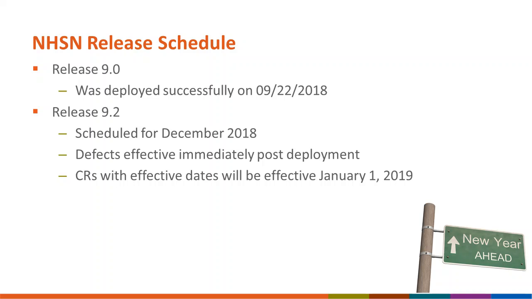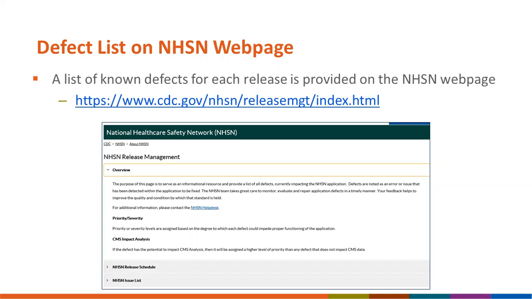The NHSN release schedule: release 9.0 was deployed successfully on September 22nd, and 9.2 is scheduled for December of this year. Defects effective immediately post-deployment will be addressed, and CRs with effective dates will be effective January 1st, 2019. And we have a defect list at the NHSN webpage with the URL listed on this slide.